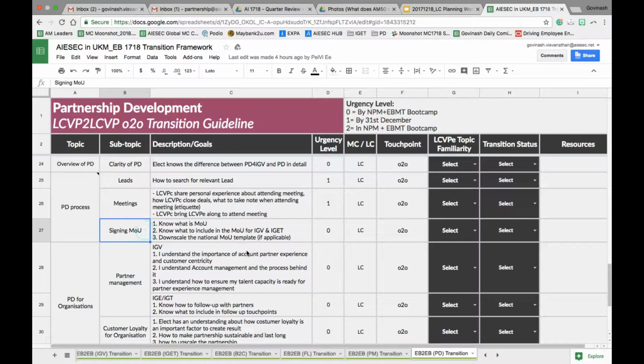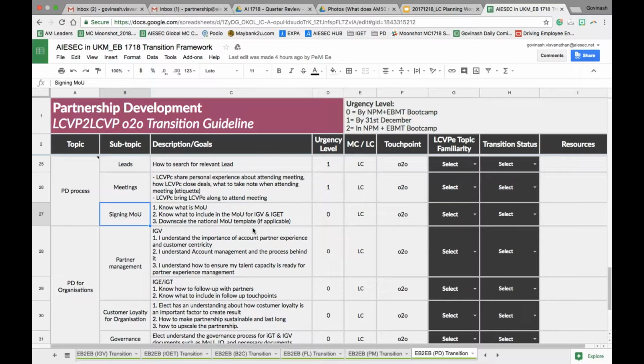And the last part of the PD process is about signing the MOU. So make it very clear to your successor what the MOU is about, and you need to know the key things that you need to have for your IGV and IGT MOU. And lastly, if there's a national MOU template, I think for IGT there is, you can refer to it. There's an IGT MOU template, so you can ask Tavi for it. So yep, it's all there.